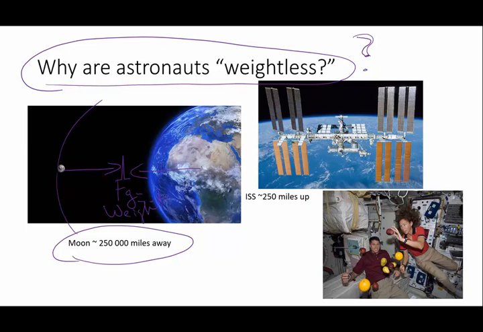Astronauts in the International Space Station are about 255 miles up. That is 1 part in 1,000 of the distance to the moon, and yet they float around weightless. Their food, their hair flies all over the place. They're in a weightless situation. Now, weightless would tend to indicate no force of gravity. So what's going on? How can something 250 miles up not have a force of gravity, and something 250,000 miles away does have a force of gravity?